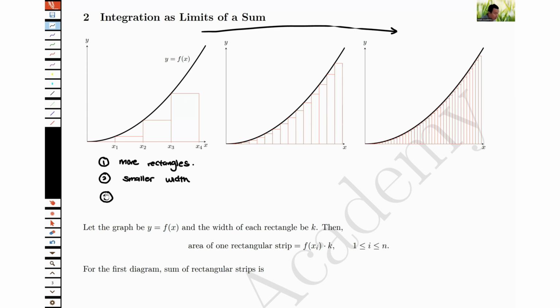And as we go on, what happens is the gaps between the graph and the rectangles, these are the gaps I'm talking about, will actually get smaller and smaller and smaller. So you have smaller gaps between your curve and your rectangles.